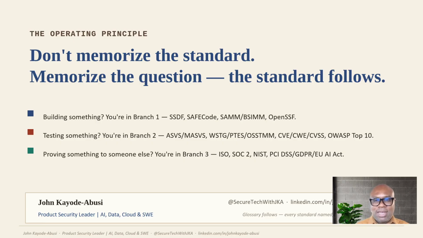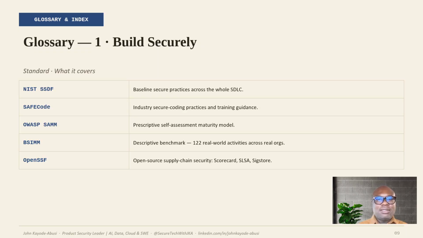We test. Then when we test and say, okay, it actually works, we still need a third party, somebody that is out of the ring, to say, okay, you are actually secure. So if you are building something, if you are testing something, if you are proving something, you have every framework you can turn to, streamlined here for you. Okay, then again, this is glossary 1 for build securely.